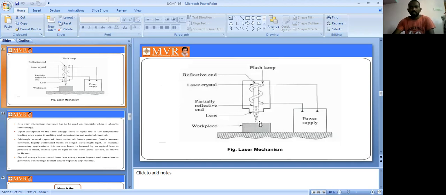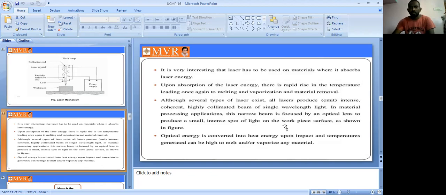ఎగ్జాక్ట్ గా మనం ఎక్కడైతే స్పాట్ లో మనం మిషనింగ్ ఆపరేషన్ చేద్దాం అనుకుంటున్నాం, ఆ స్పాట్ దగ్గర ఈ లెన్స్ అనేది రిఫ్లెక్ట్ చేస్తుంది అనమాట వర్క్ పీస్ సర్ఫేసెస్ మీద. అప్పుడు మనకి ఏమవుతుందంటే మెటీరియల్ అనేది రిమూవ్ అవుతుంది. సో దట్ ఈస్ ద మేజర్ పాయింట్ హియర్. Optical lens to produce a small intense spot of light on the workpiece surface as shown in the figure. Next one is optical energy is converted into heat energy.